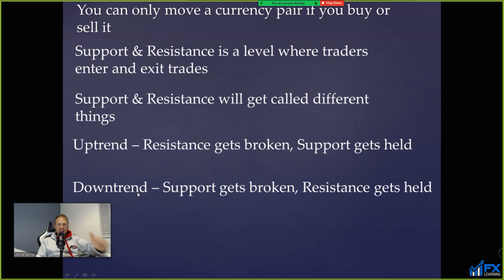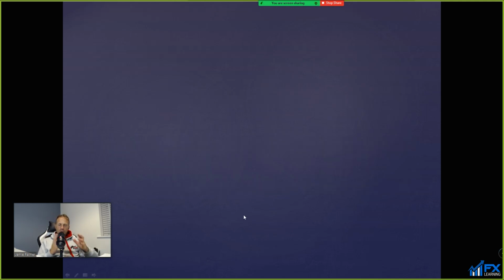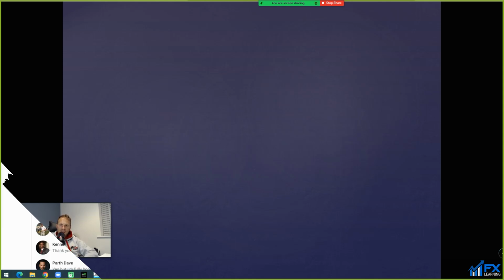Again, downtrend, support gets broken, resistance gets held. So it's the complete opposite now. Support's going to get broken, it's going to potentially pull back to a resistance area, and that's what's going to hold price for a continuation down. Now, we're not going to do any whiteboard training today. It's all practical. So let's jump on the charts now. And yeah, let's go over lesson 3 on mastering support and resistance.